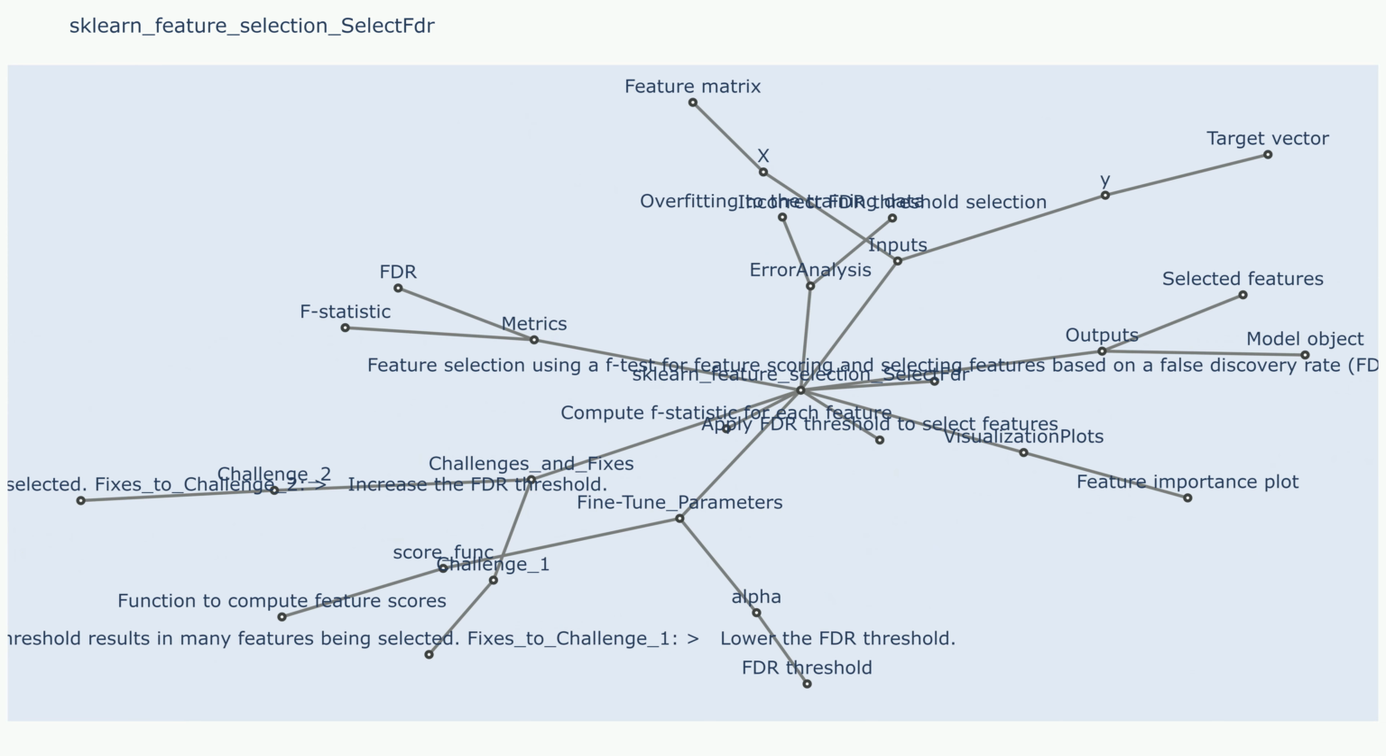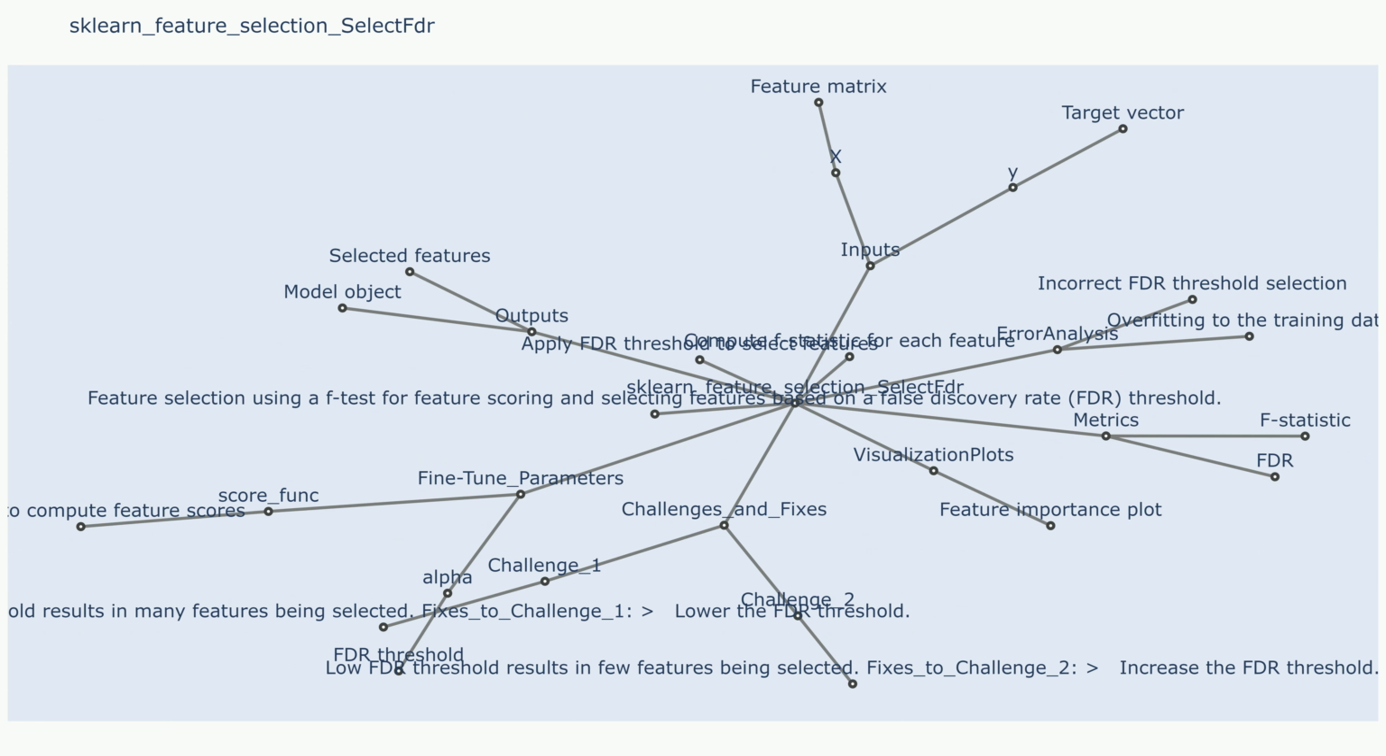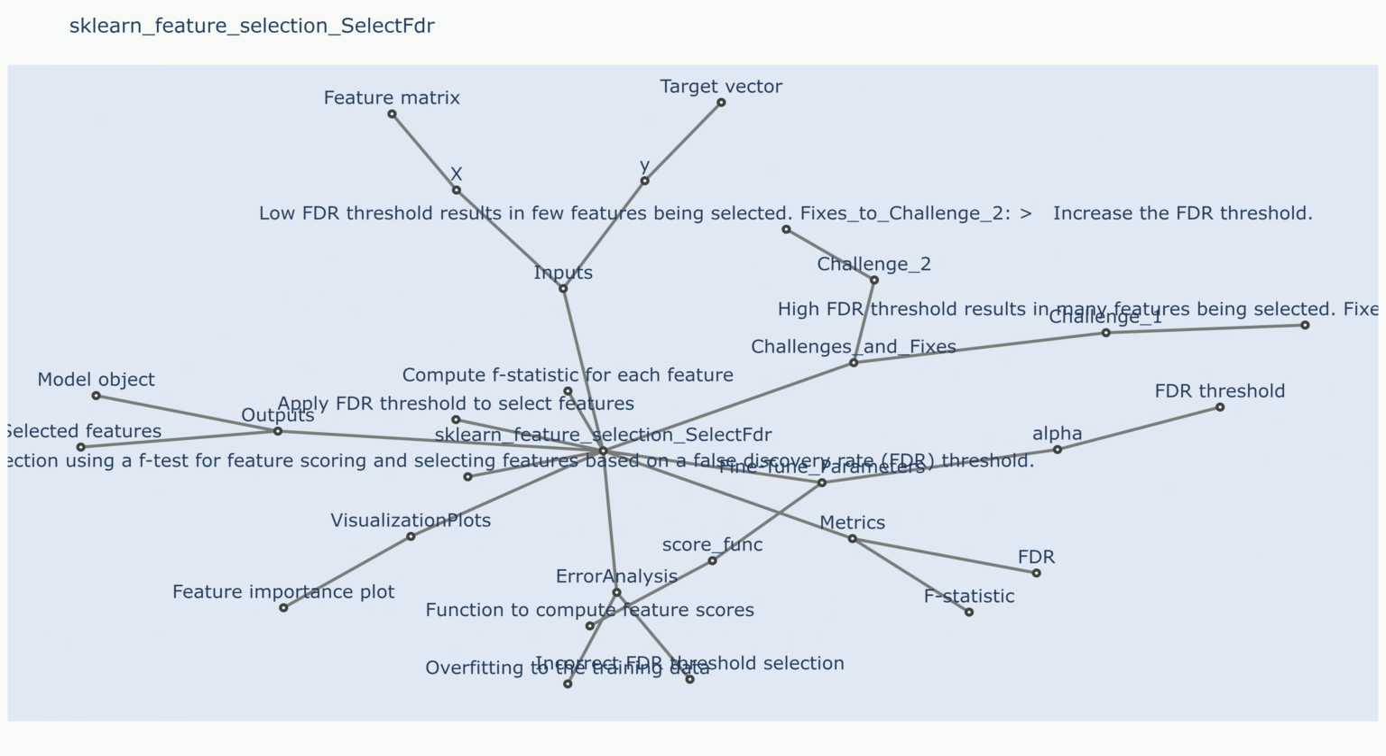Challenge 1: features with low variance may not be selected even if they are informative. Sample use case that resulted in challenge 1: a dataset with features that have very similar values across all samples may lead to a low variance. Fixes to challenge 1: standardize the features to ensure that all features have the same variance. Consider using a different feature selection method that is less sensitive to variance.